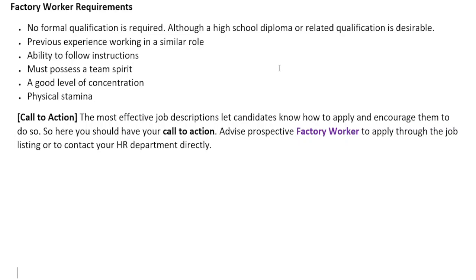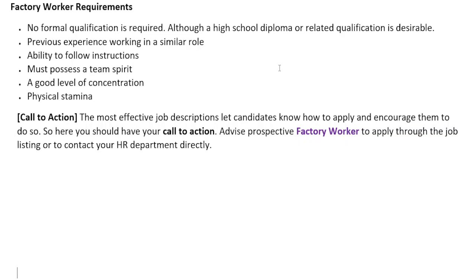As a factory worker, no formal qualification is required for this particular job, although a high school diploma or related qualification is desirable. You must also have previous experience working in a similar role. You must also have the ability to follow instructions, must possess a team spirit, a good level of concentration, as well as physical stamina. So all these are the requirements for a job of a factory worker.